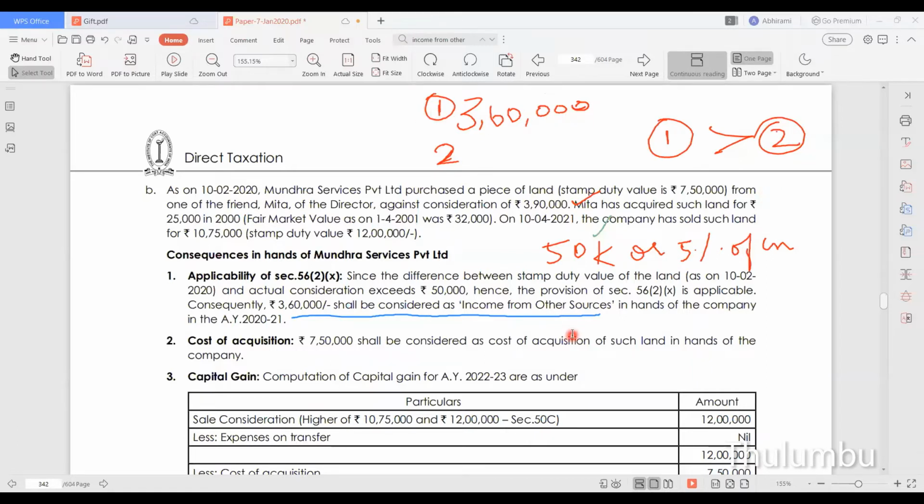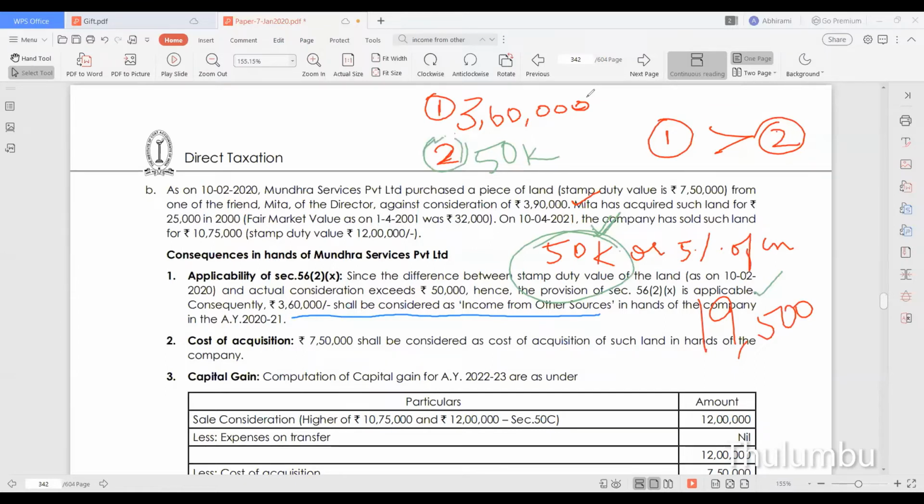Step number 2 வந்து it is 50,000 or 5% of consideration. So my consideration is 3,90,000. 3,90,000 la 5% comes to 19,500. So now I need to check whether 50,000 or 19,500, whichever is higher. The higher value pathina 50,000. So I consider 50,000. This is the step number 2.